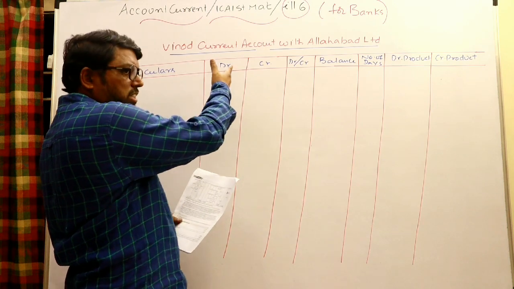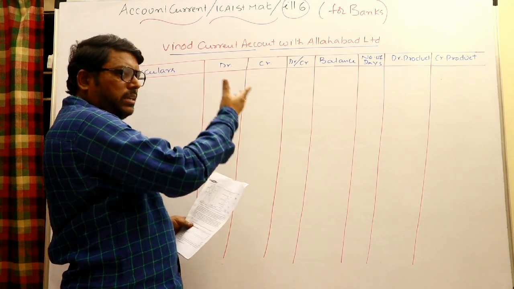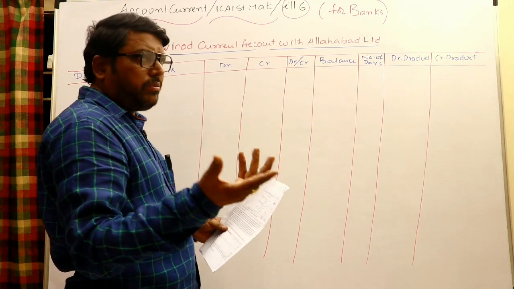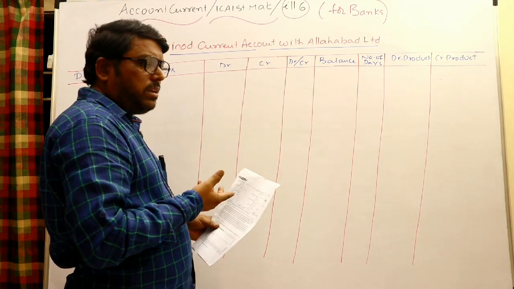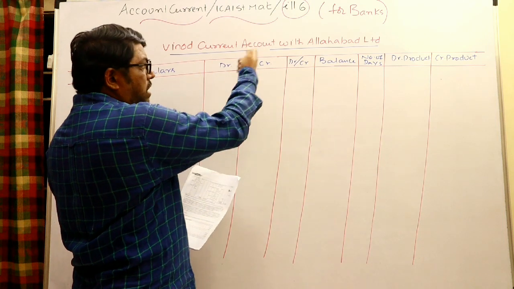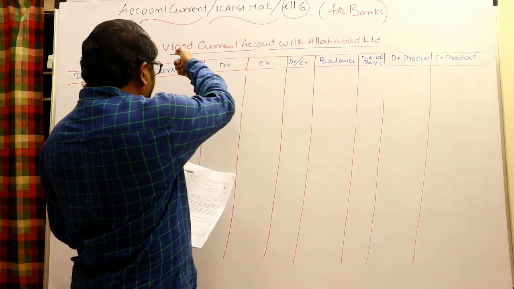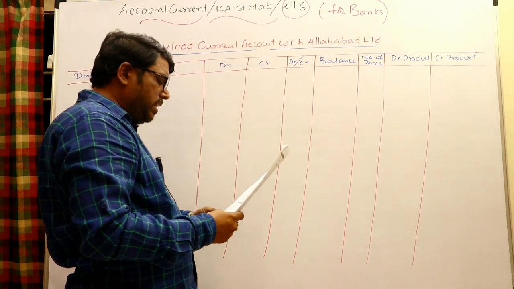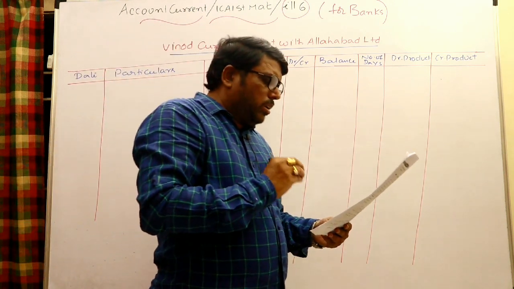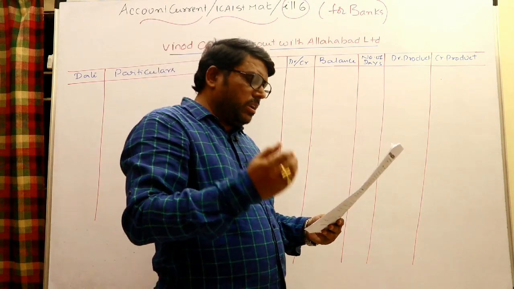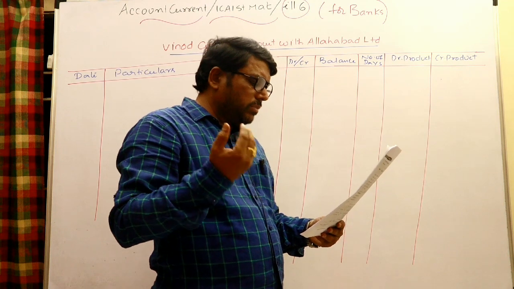Of course it is a current account. Generally 3 types of accounts are opened, current, savings and fixed, but here he opened a current account. Vinod's current account with Allahabad Bank Limited: you behave like Allahabad Bank Limited, your customer is Vinod and you are maintaining Vinod's account. Deposits are given on January 15th, March 12th and May 10th, and later withdrawals are given on February 15th, April 10th and June 15th.